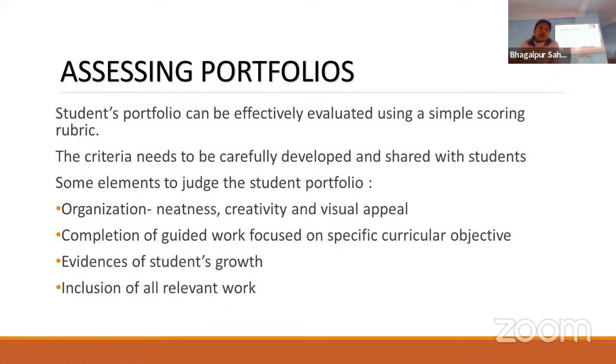Third, evidences of students' growth. When you are assessing the portfolio, you always see whether there is a difference in the work or not. Is the child the same in term 1 and in term 2? It's not possible. There has to be some change. Maybe the writing, maybe the thinking, maybe the way of expression. Something has to be different in the second assessment. So the teacher sees evidence of the student's growth.